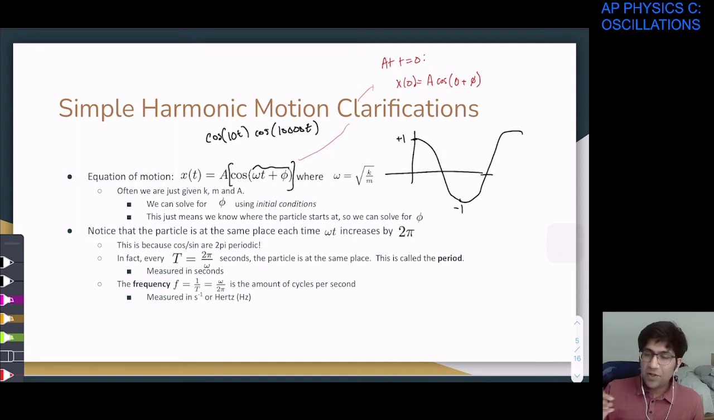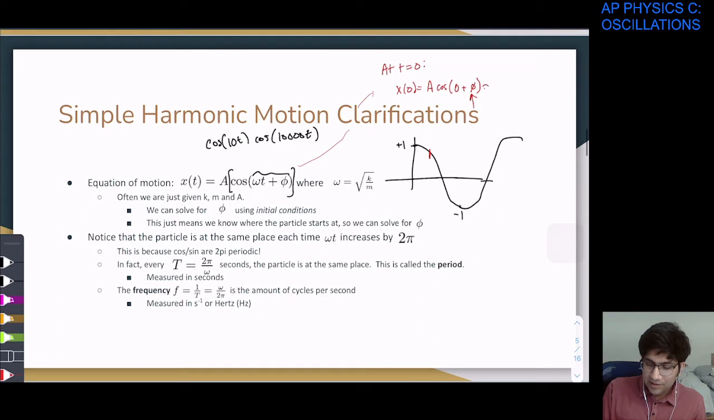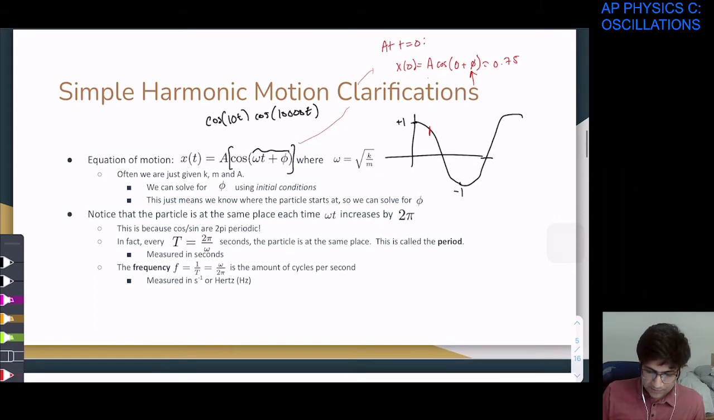But maybe we don't start off at A. Maybe our particle starts somewhere else along the curve. Maybe we start over here. Well, that's what the phi is. It's going to be our offset of where we are at time t equal to 0. And that's a common question that comes up. Maybe you're going to be told that the particle starts at 0.75. Well, if you're given A, you can just solve this equation, figure out what phi is, and substitute it back in, and that gives you the entire range of motion.